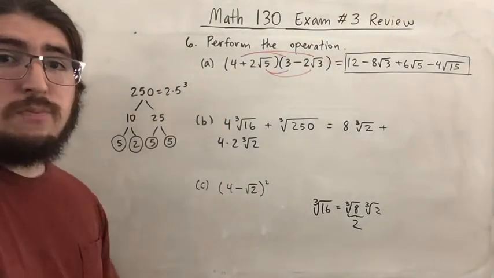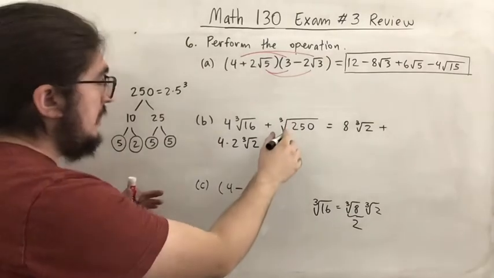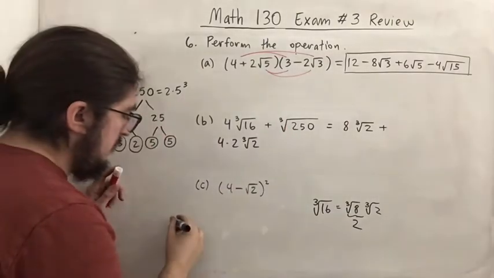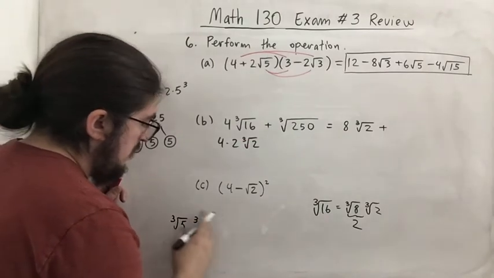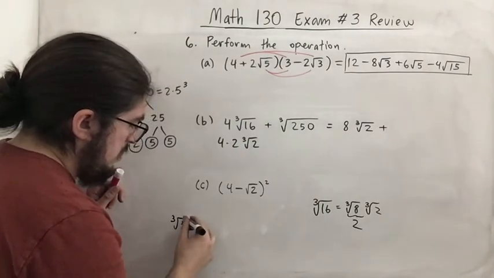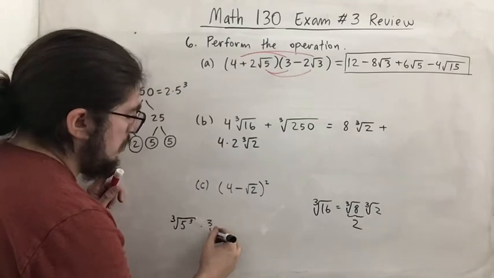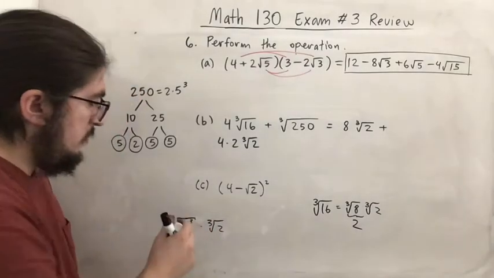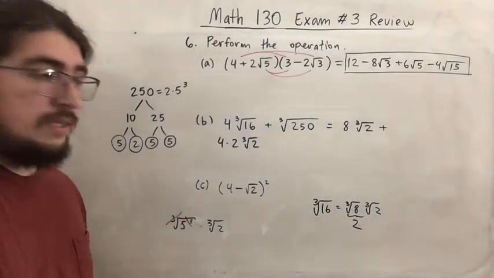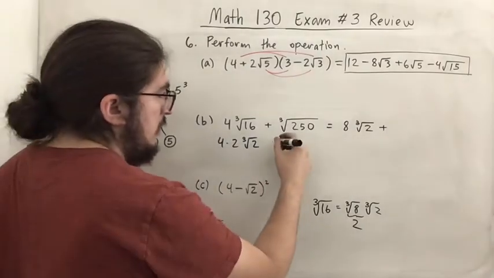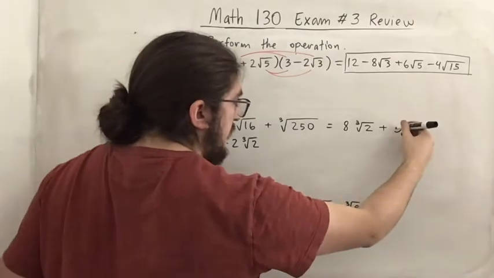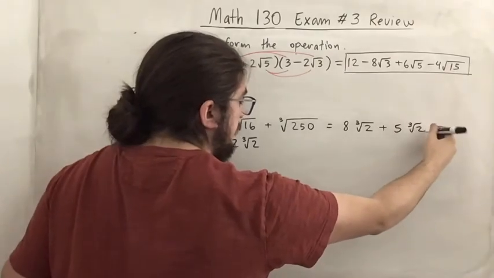There we go, we have a cube. So we can write this as the cube root of 5 cubed times the cube root of 2. The cube root of 5 cubed is just 5 because the cube cancels, and the cube root of 2 is just the cube root of 2. So this term here becomes, let me write it over here, 5 times the cube root of 2.